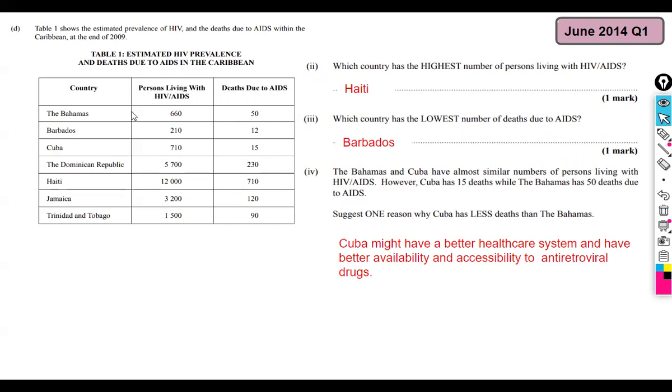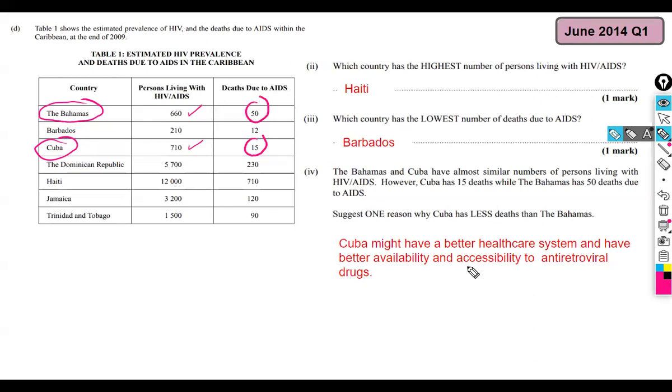Now, if you look at part 4, they're trying to compare who? The Bahamas with Cuba. Both of them have roughly the same amount of people living with AIDS. But the Bahamas has 50 deaths and Cuba only has 15. Now, in case you didn't know, Cuba apparently has a very good healthcare system. I'm sure you have all heard by word of mouth that the best doctors usually come from where? Cuba.